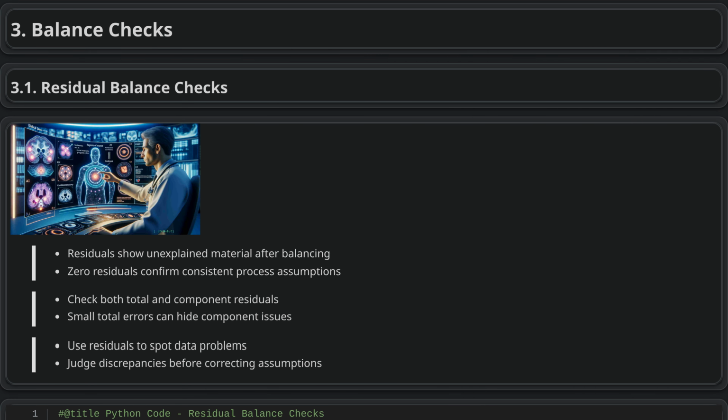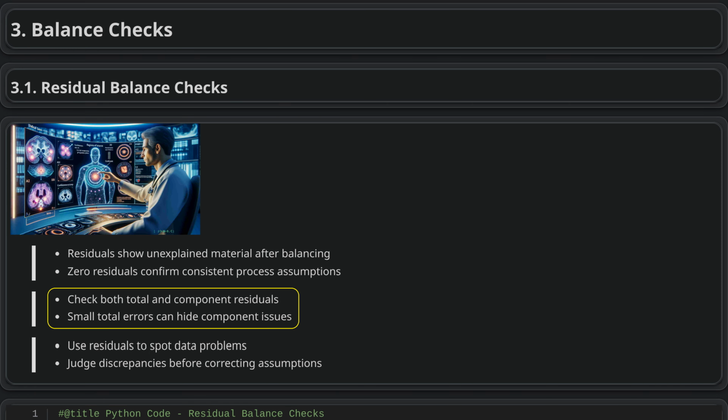Balance checks. Residual balance checks. A residual balance check tests whether a material balance is complete by comparing all inputs, outputs, and changes in the system. In a steady-state process with no reactions, material in should equal material out, so the residual should be 0. For reacting systems, it should be 0 only after accounting for material produced or consumed by reactions. This makes the residual a useful diagnostic for checking whether the data, assumptions, and process description are consistent.